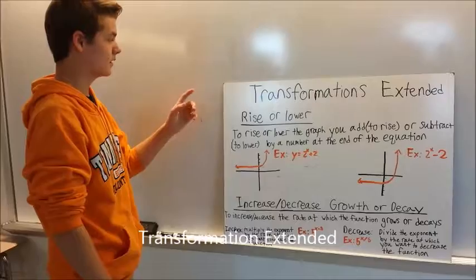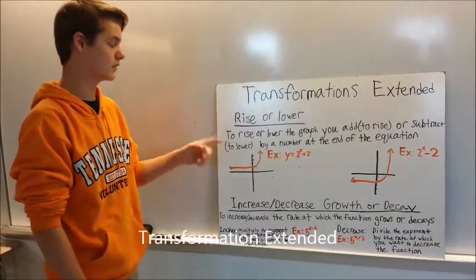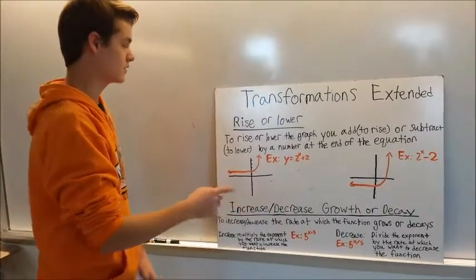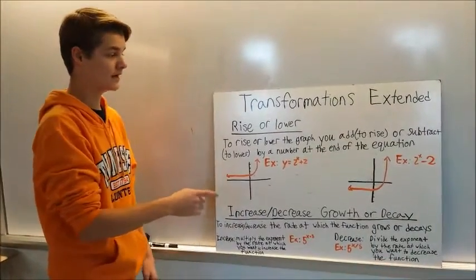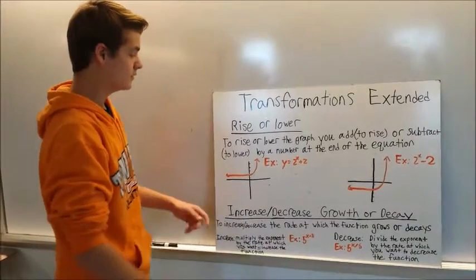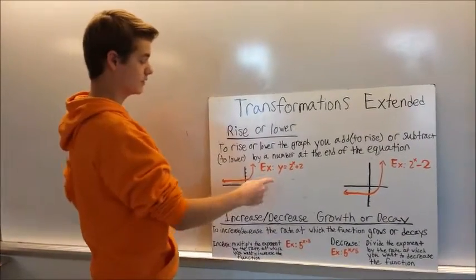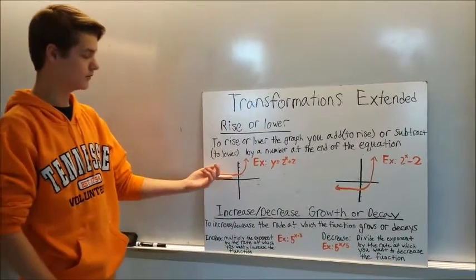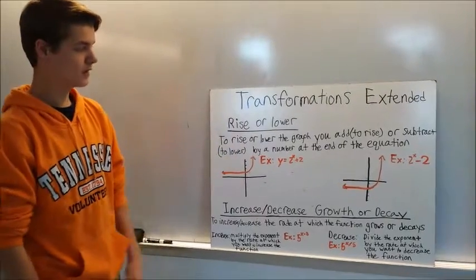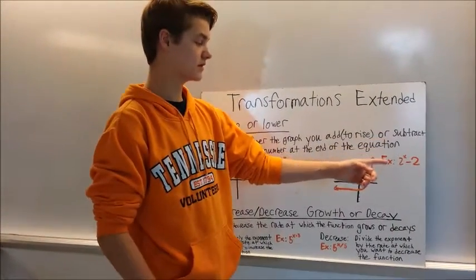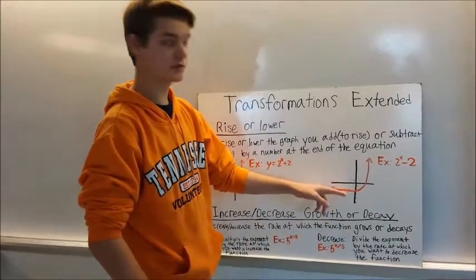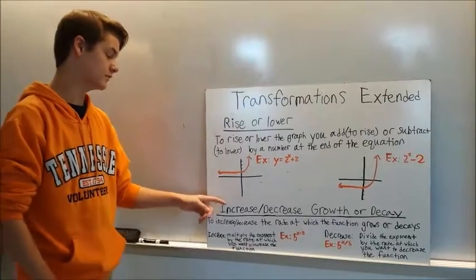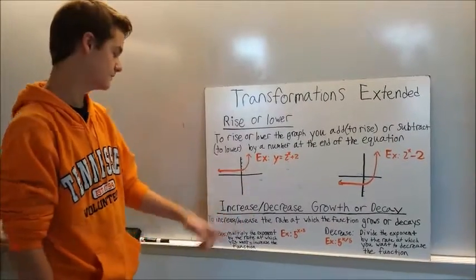Transformations, again. Here you will start with raising or lowering the graph. And to raise or lower the graph, you have to first add to raise or subtract to lower by a number at the end of the equation. And here we have an example for raising the graph, which would be y equals 2 to the x plus 2. And that will move the graph up 2 points. Over here we have 2 to the x minus 2, and that will lower the graph by 2 points downwards. Very simple.